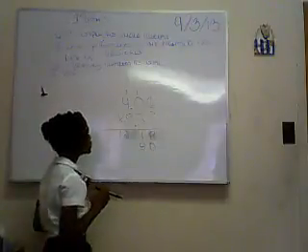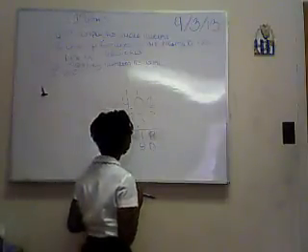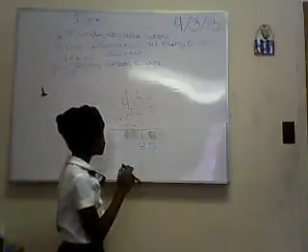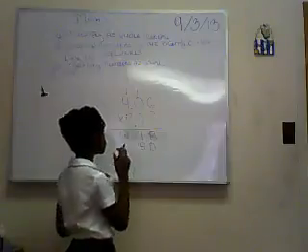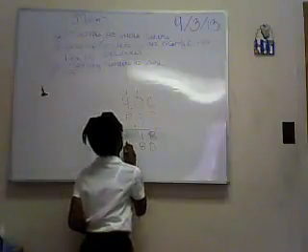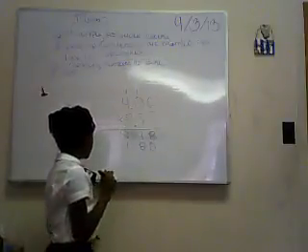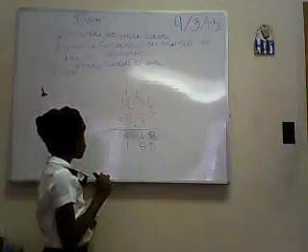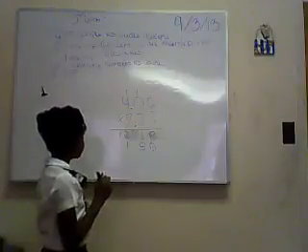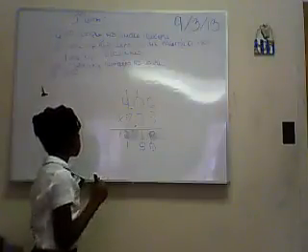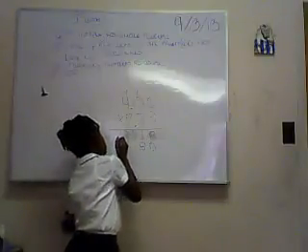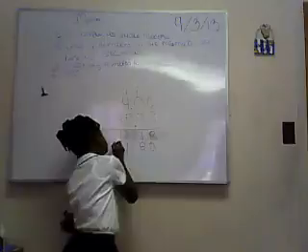You're right. 0 times 3 is 0. Plus 1 is 1. 4 times 3 is 12. Plus 1 is 13.